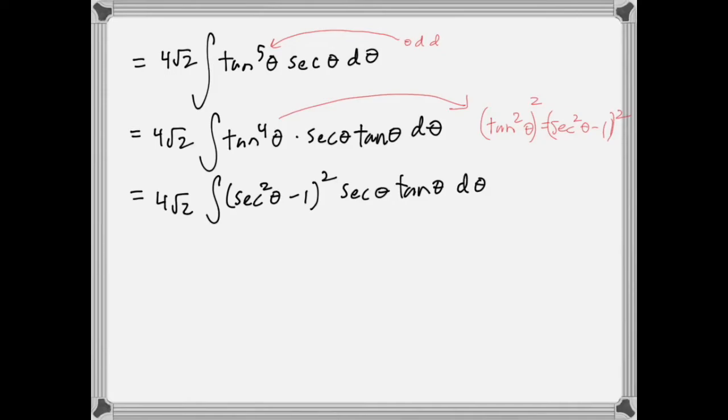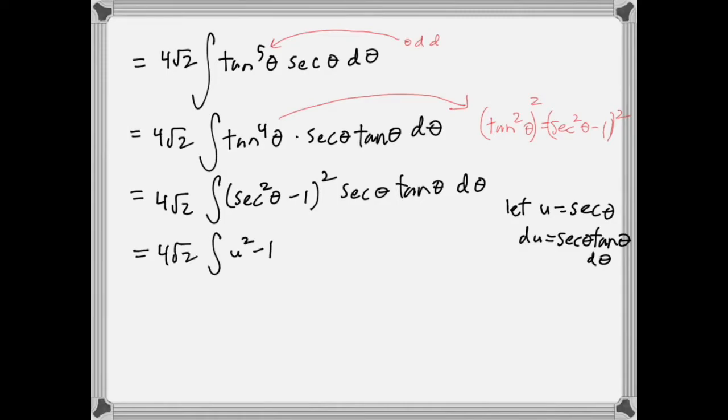And now I'm ready to do my U sub. Yes, I'm doing a second substitution in one problem. So I'm going to let U equal secant theta. And du, as we know, is secant theta, tan theta, d theta. So this gives me u squared minus 1 squared du. And we now have something algebraic that we can solve. So let's go ahead and do that.